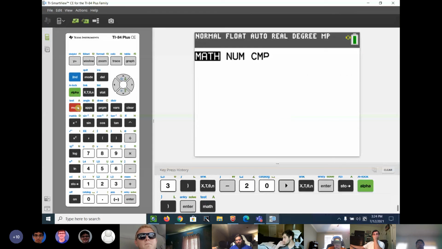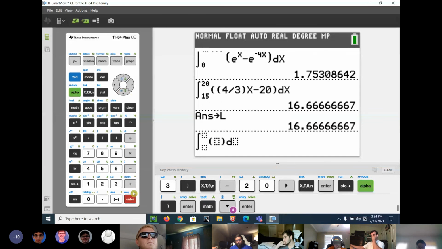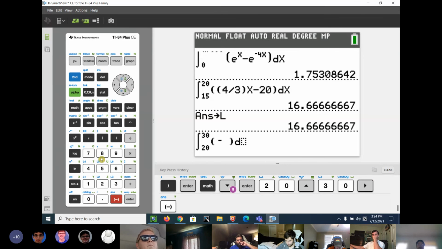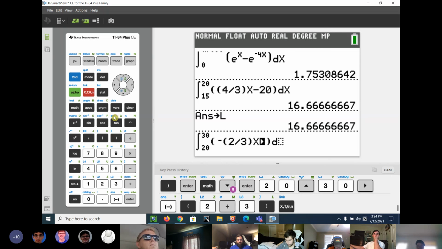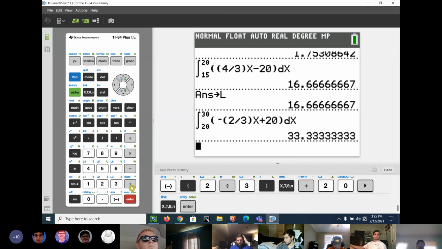And now let's do the right side. So math, antiderivative, and we're going to go from 20 to 30 of negative parentheses 2/3 close parentheses x plus 20 and dx. And add to alpha L.